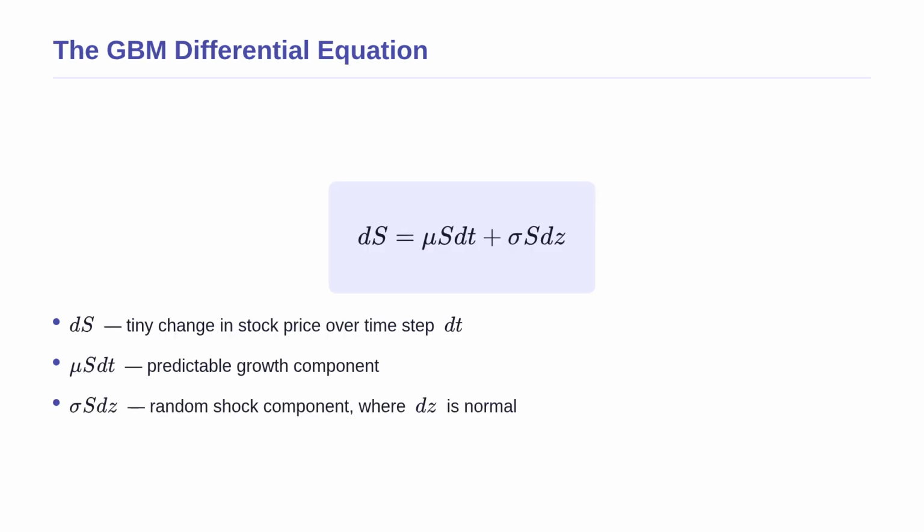This brings us to the mathematical representation of geometric Brownian motion. We express this continuous movement using a differential equation. In this equation, ds represents the tiny change in the stock price over a microscopic time step dt. The first term, mu times s times dt, is the predictable growth component, where mu is the expected return. The second term, sigma times s times dz, is the random shock component. Here, sigma represents the volatility and dz represents a random shock drawn from a normal distribution, acting like a coin flip that decides if the stock gets a random bump up or down.